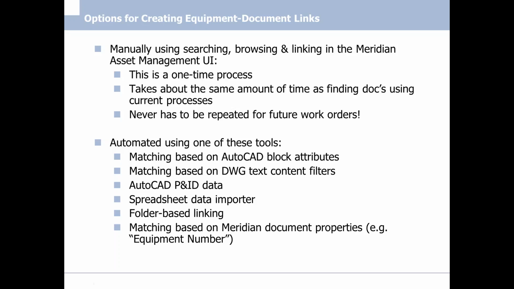Spreadsheet importing: if you have a spreadsheet that lists assets and related documents, you can automatically link equipment records to folders so that any current or added files in that folder are automatically linked to that piece of equipment. Or you can automatically link based on Meridian document properties, for instance, if you have a document property called equipment number or equipment numbers. So worst case, there's a great payback. Best case, you can link automatically.